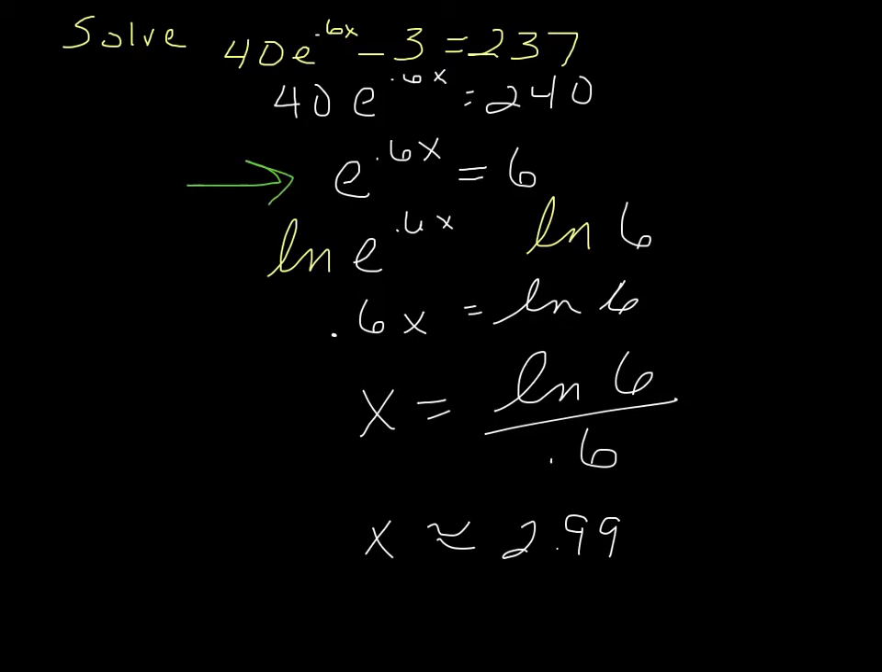Okay? So again, isolate the exponential. Get the exponential piece all by itself. That's the first step. Second step is, once we've done that, we're going to take the log of both sides. By taking the log of both sides, we're able to get the x term isolated.